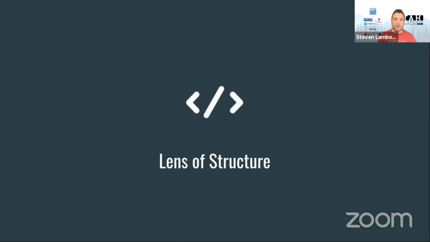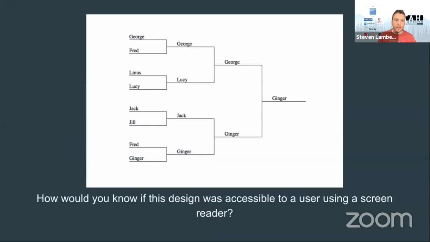The next lens we have is the lens of structure. The lens of structure deals with the actual content of the page. So, for example, how would we know if this design of an eight-bracket tournament is accessible to a screen reader? If we don't understand what the structure and semantics of the page tell us, we may not understand why this is not accessible.